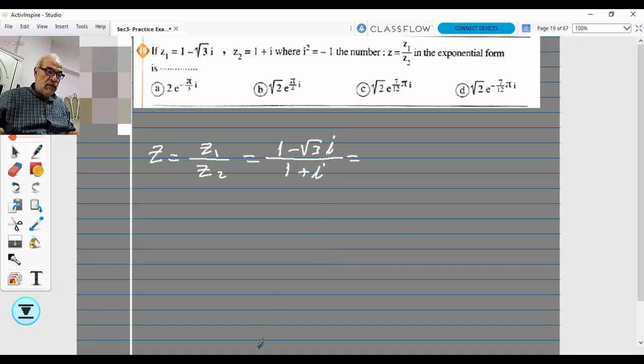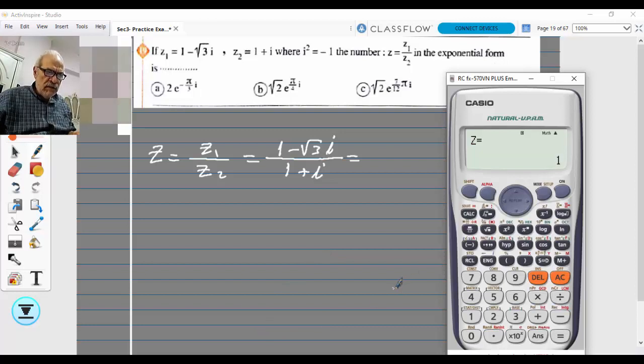So we go to the calculator. We must use it to save time. Complex at number 2, and we write this fraction: 1 minus root 3i over 1 plus i, equals, this is the number.